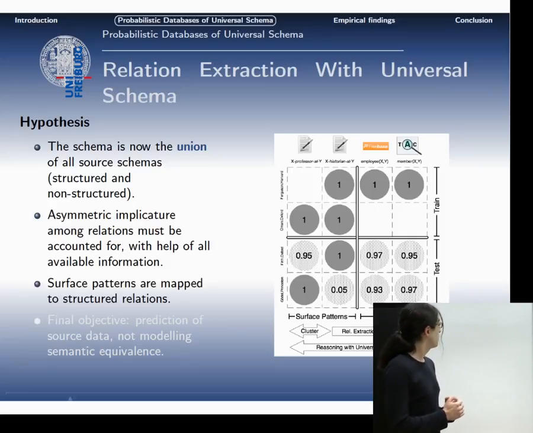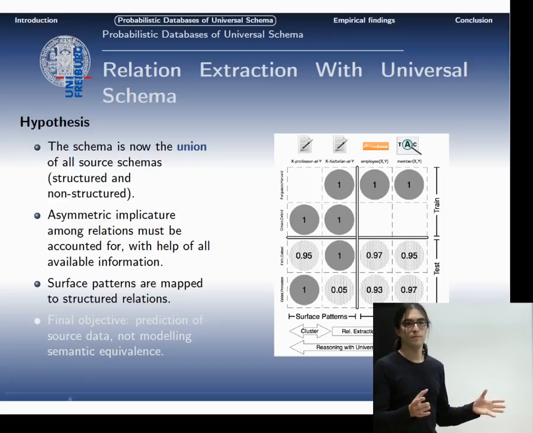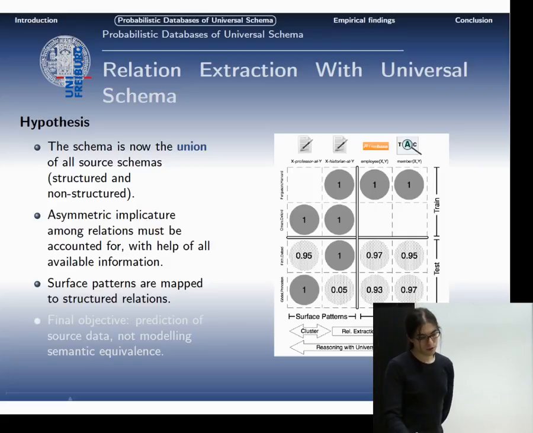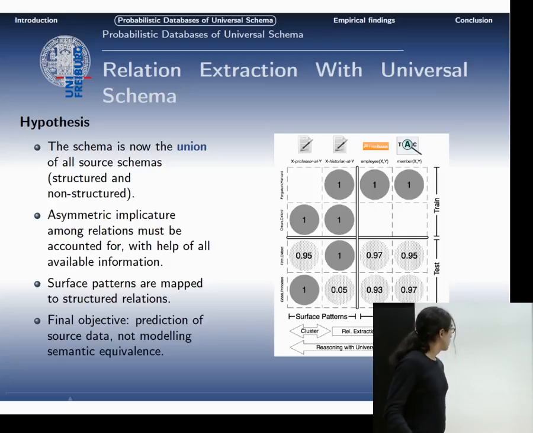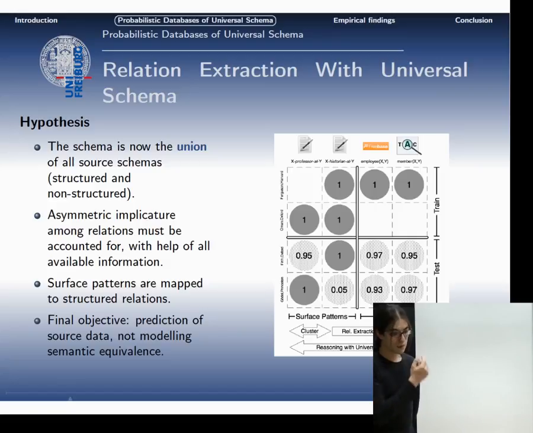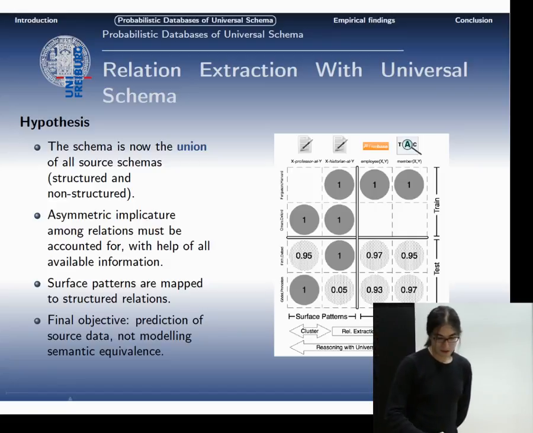And since we are taking the union of everything in this case, this adds one extra step. We must map these surface patterns to the relations as they are structured in the knowledge base, the Freebase in this case. And the final objective should be the prediction of source data and not the modeling of semantic equivalence, which is a much more difficult, maybe even impossible task sometimes.